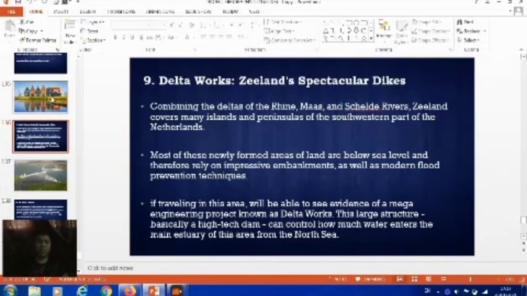Dan seterusnya adalah the Delta Works, iaitu the Zeeland spectacular landscape, which combines the delta of the rivers Rhine, Meuse and Scheldt. Zeeland covers many islands and peninsulas in the southwest part of the Netherlands. Most of the newly formed area is below sea level and therefore has really impressive embankments as well as modern flood prevention techniques. In the delta, with the ability of even mega engineering projects, the Delta Works is now a legal cultural high-tech system that can control how the water enters and leaves this area from the sea.